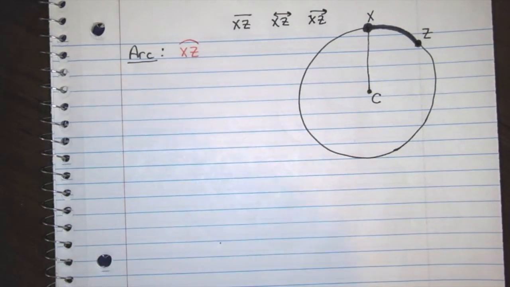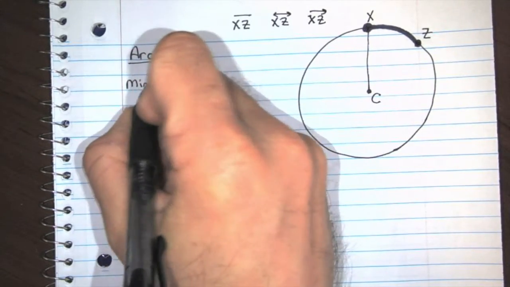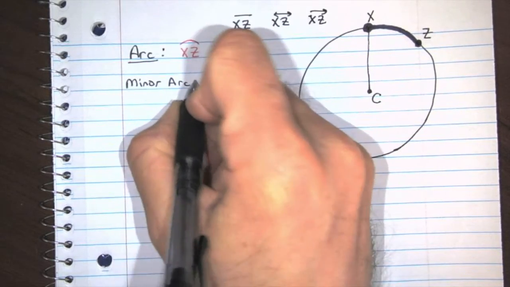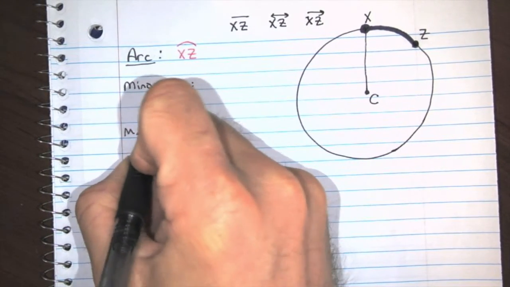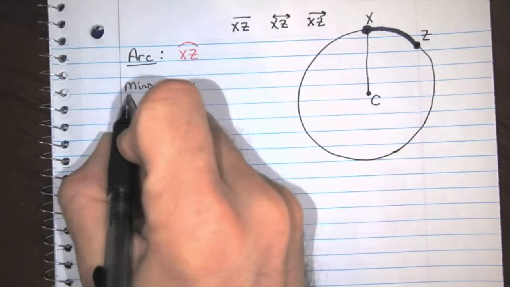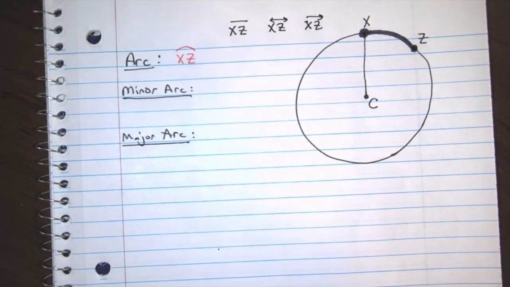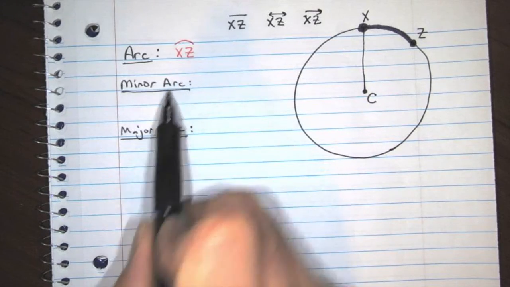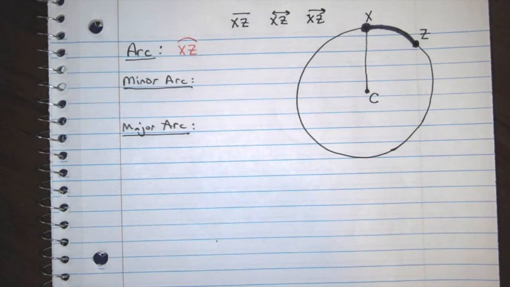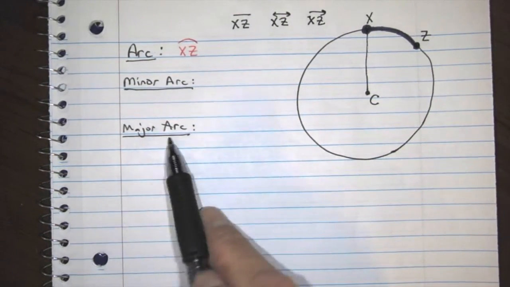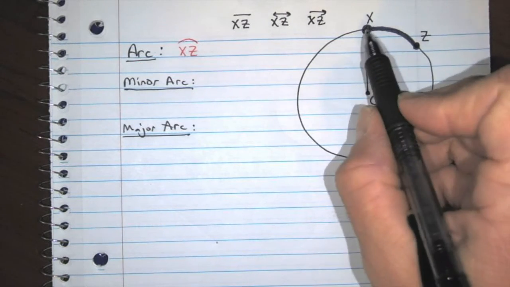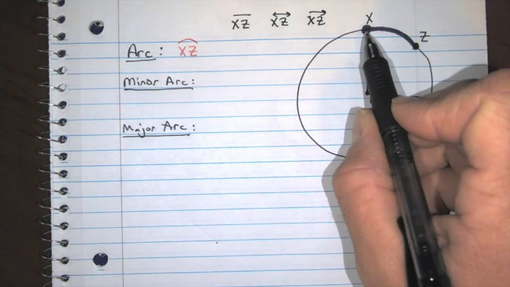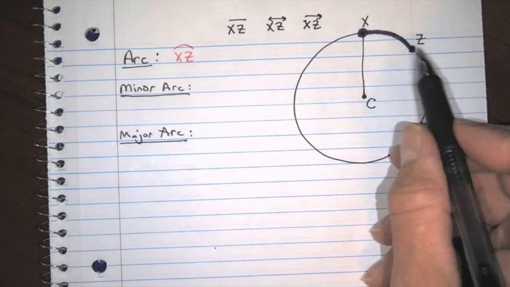Okay. Then we have something called, go ahead and write this down, a minor arc and a major arc. Pretty simple here. Now a minor arc is the shortest distance to these 2 endpoints. A major arc is the longest distance to these 2 endpoints. So for example, I'm going to take a look at these 2 endpoints right here. Again, X and Z. C is the center.